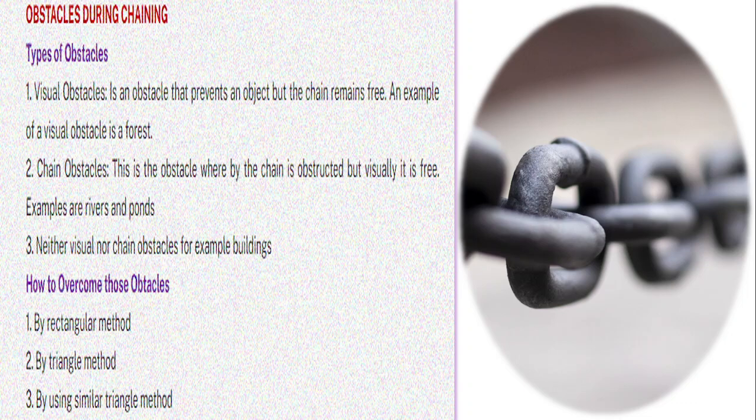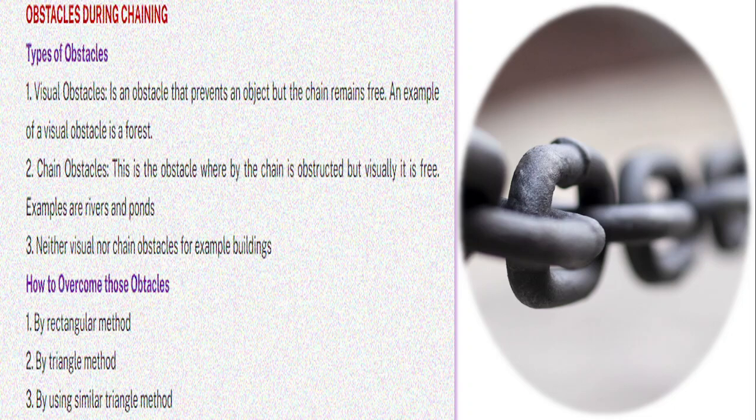So those are the chain obstacles. And last but not least, the other type is the neither visual nor chain obstacle. Take an example, buildings. These tall buildings are neither obstructing visuality nor the chaining, but they are just there as an obstacle.